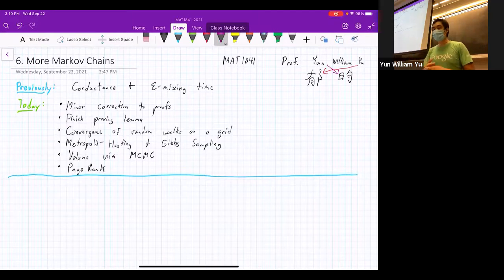shape. And then we're going to go back to Markov Chain Monte Carlo and use our newfound knowledge of mixing times to construct good Markov chains that mix fast for sampling particular probability distributions. We're going to see one application of that. So we're going to see how we can compute high dimensional volumes using MCMC. And lastly, we're going to talk briefly about PageRank, which is another widely used application of Markov chains.